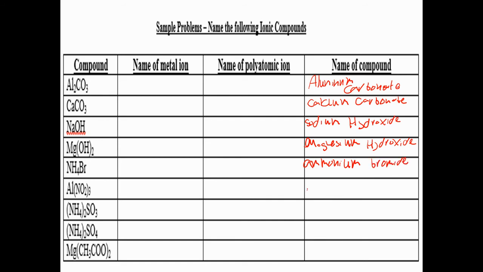Here we have aluminum. Be careful here. This is NO2, not NO3. There's two NO2s in here. NO2 is not nitrate, it's nitrite. Aluminum nitrite. So you have to be careful. Look at the formula within the bracket. So where you have polyatomic ions within a bracket, don't count the subscript as part of the formula. Look at what's inside. It's what's inside that counts.